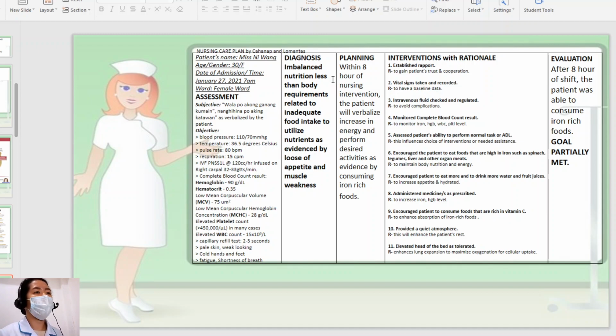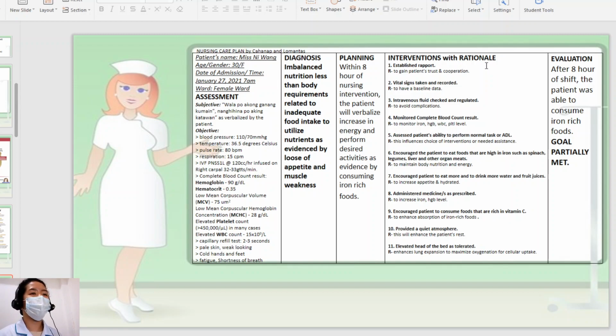Diagnosis: imbalanced nutrition, less than body requirements related to inadequate food intake to utilize nutrients as evidenced by loss of appetite and muscle weakness. Planning: within 8 hours of nursing intervention, the patient will verbalize increase in energy and perform desired activities as evidenced by consuming iron-rich foods. Interventions with rationale.